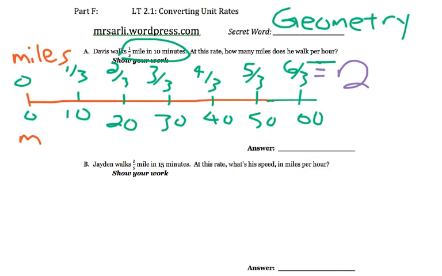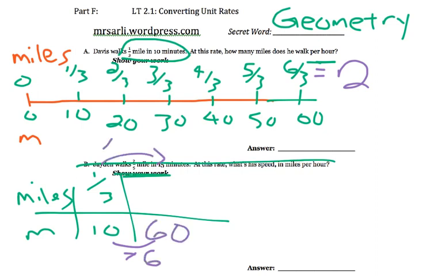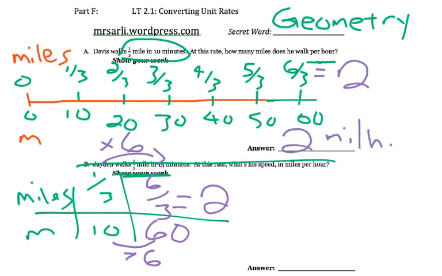But that's not the only strategy we used. I'm not going to do B. I'm just going to show a second strategy. We got miles, minutes, one third of a mile every minute. One way, instead of just adding 10 six times and adding one third six times, is to multiply. 10 times 6 is 60, which gets us to an hour. And one third times 6 is basically one third plus one third plus one third six times. That's 6/3, which is again the same as 2. So Davis is walking 2 miles per hour.